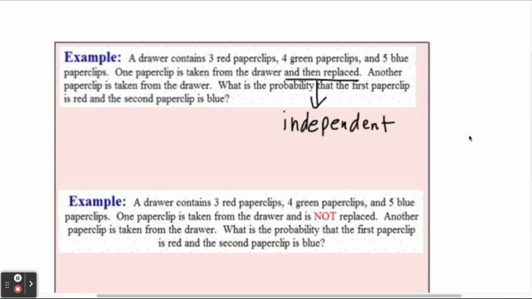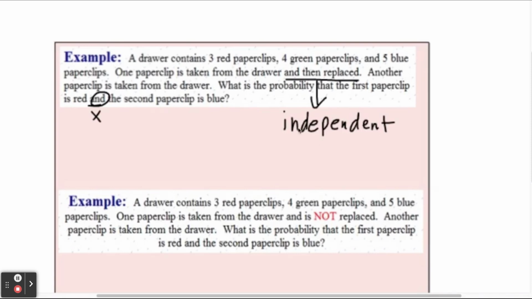All right, I also see the word "and," which then indicates we are going to multiply. So when you're reading these word problems for probability, one of the first things I would look for is: is it an "and" or an "or" type of problem? Because that's going to determine if you add or multiply the probabilities together.